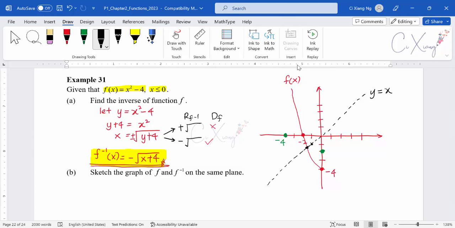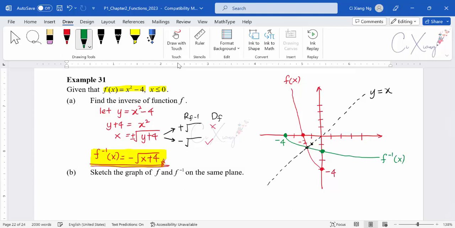So to connect the green color points into the f inverse graph, I need to make sure that the green color graph passes through this intersection point, then connects with this one. From here you will roughly know the idea, the shape of this curve, where it will look something like this. All right, so this is my f inverse x.